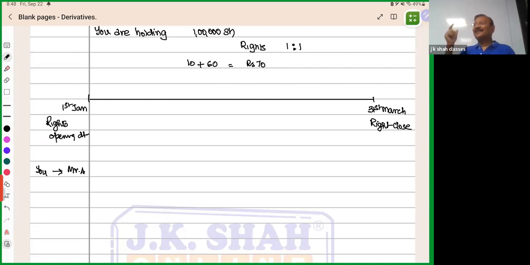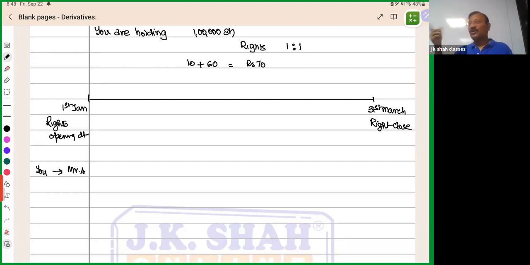Now you might think, sir, why 40? Then you are contradicting yourself, because the guy, Mr. A, will pay you 40 and then he will pay the company 70, 110. Then why not buy in the market at 100? Wait. Now you will tell him a few things. 1. See, when does this right close? So when does that guy have to pay that 70 rupees to the company? 31st March.